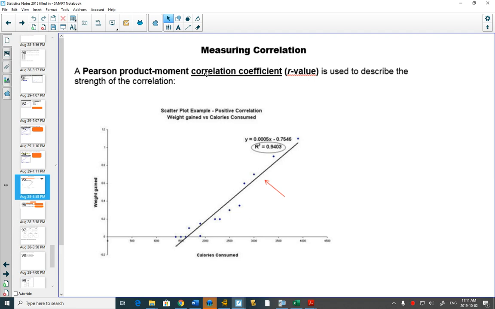The closer that R value is to 1, the closer it is to a perfect correlation. So if you got an R value of 1, that means all of the dots line up perfectly on the line, and it's a perfect line of best fit. Obviously, when you look at the dots, they don't all line up on this line, but they're pretty close. So we get an R value close to 1. The closer it is to 1, the stronger the correlation.